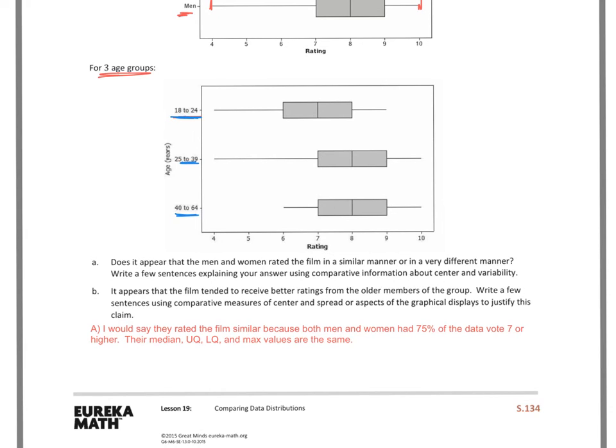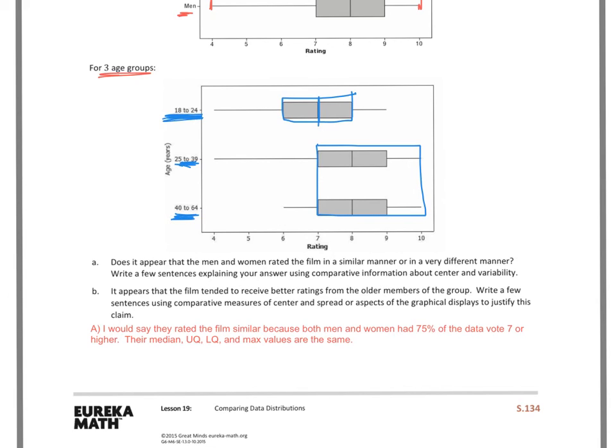And then for B, it says, it appears that the film tended to receive better ratings from the older members of the group. Write a few sentences using comparative measures of center and spread or aspects of graphical displays to justify this claim. So they're saying that older members of the group rated it better. And if we take a look here, we have our young population of 18 to 24, and we can see the center of the data is right here with a median right here.